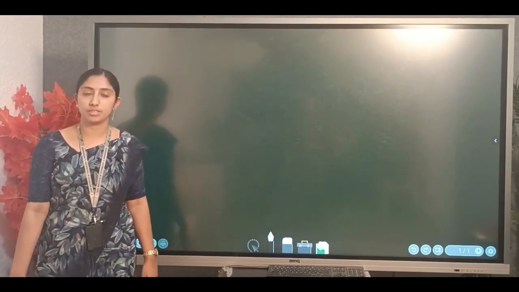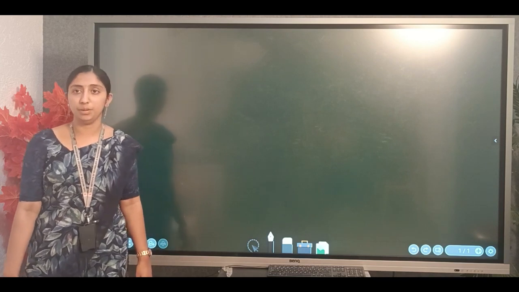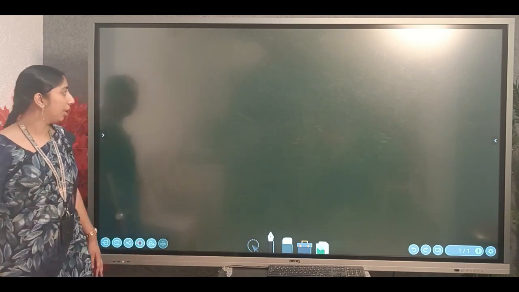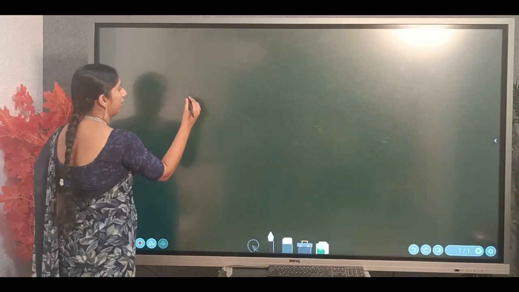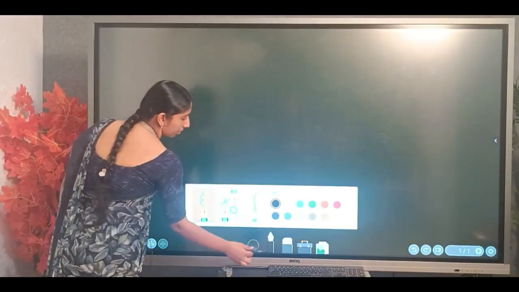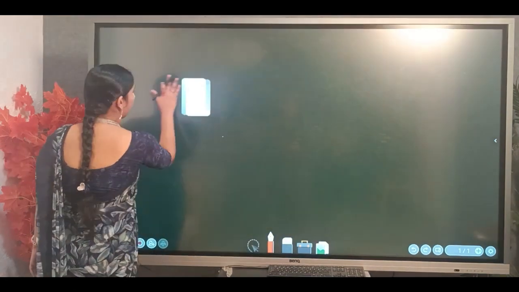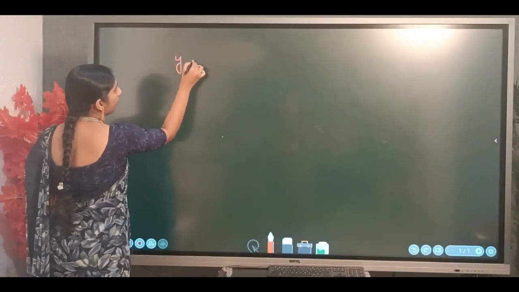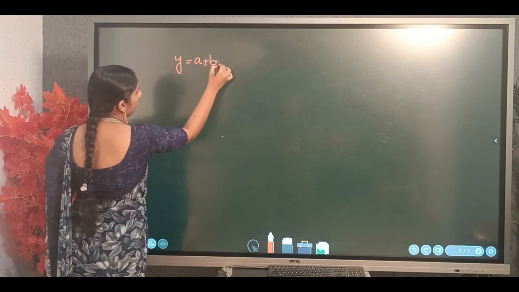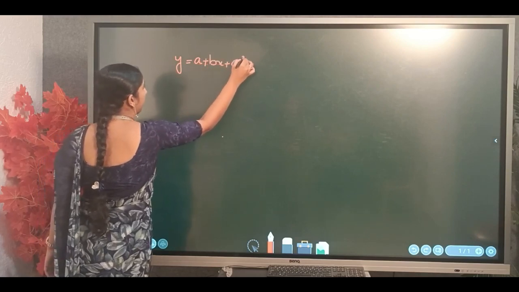Today we are going to discuss how to derive normal equations for a parabola. Before going to that, you have to know the form of a parabola. That is, y is equal to a plus bx plus cx square.